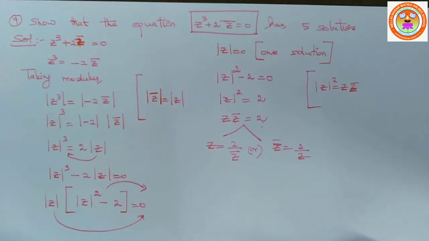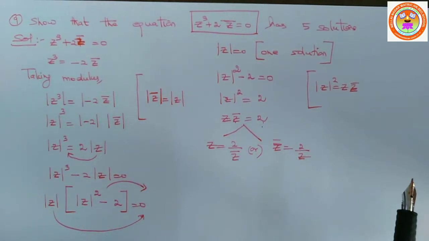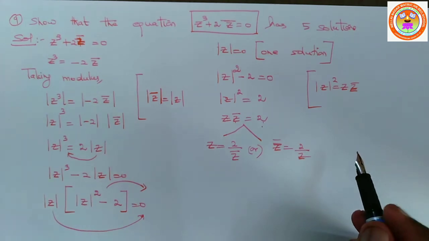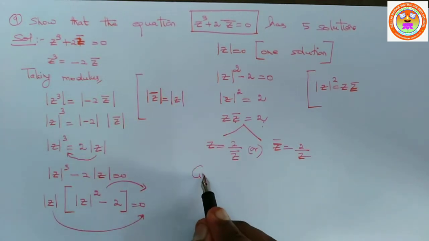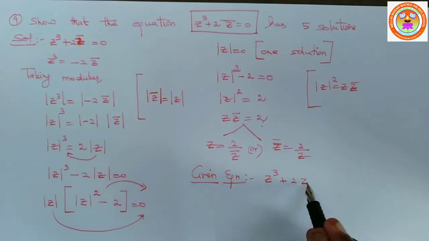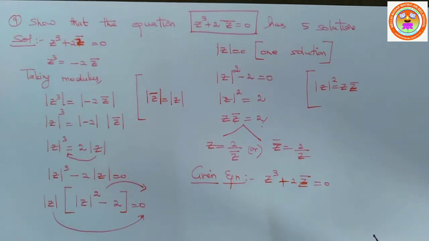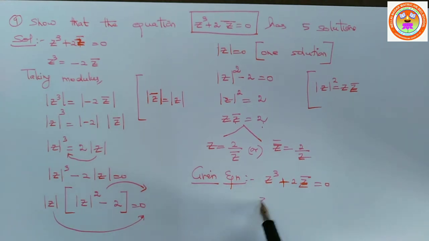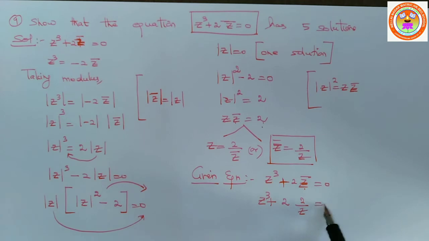Now what you are going to do is keep it as it is. Now take the given equation: z cube plus 2 z bar is equal to 0. Keep z cube as it is, plus 2. What is z bar? We need this one only. Z bar is nothing but 2 by z, equal to 0. Now cross multiply. Z into z cube is z power 4, and 2 twos are 4, whole divided by z is equal to 0.